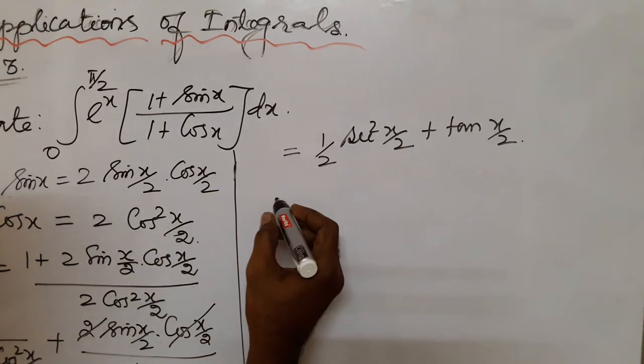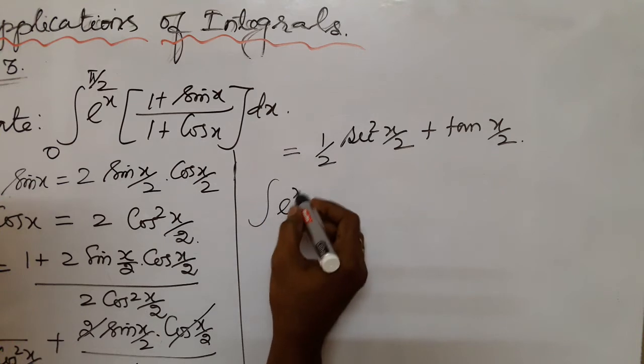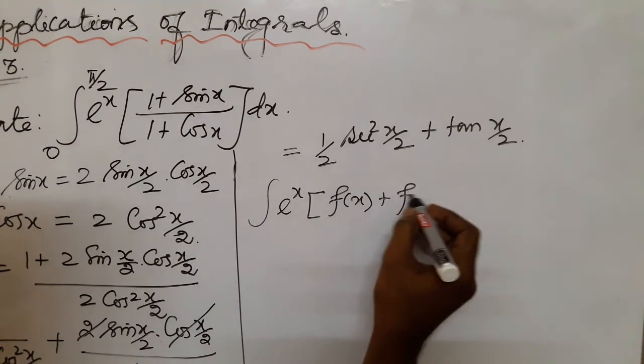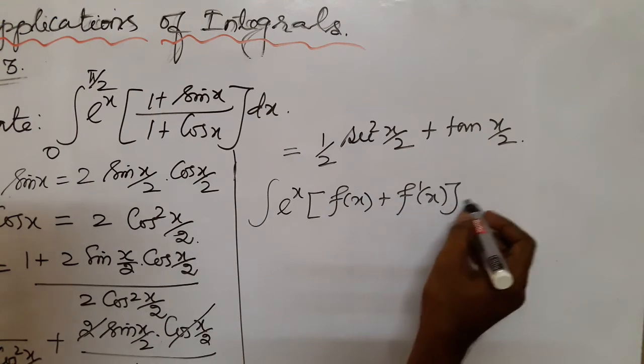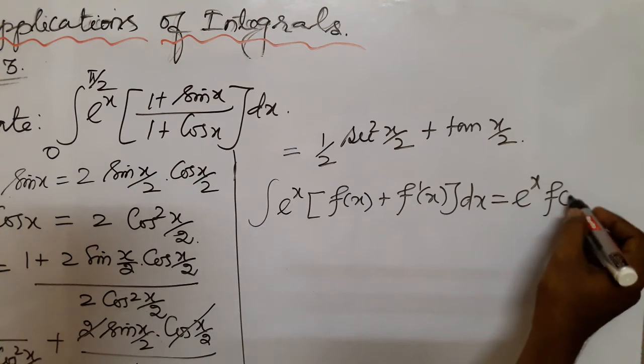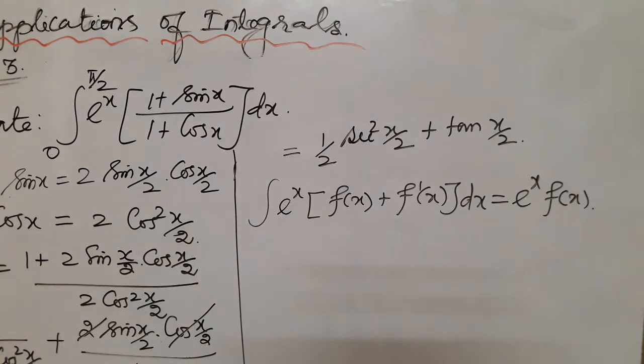Now the integration formula is: integral of e power x into f of x plus f dash of x, dx, can be written as e power x into f of x. This is one of the simple formulas we are going to use here. So you should know what is f of x and f dash of x. So our fraction is 1 by 2 times secant square x by 2 plus tan x by 2.